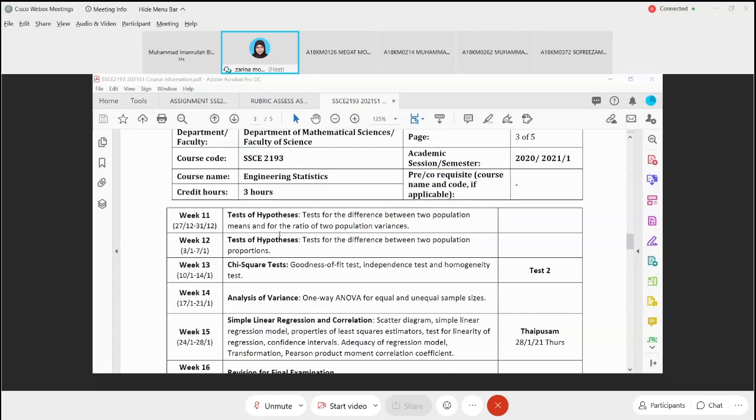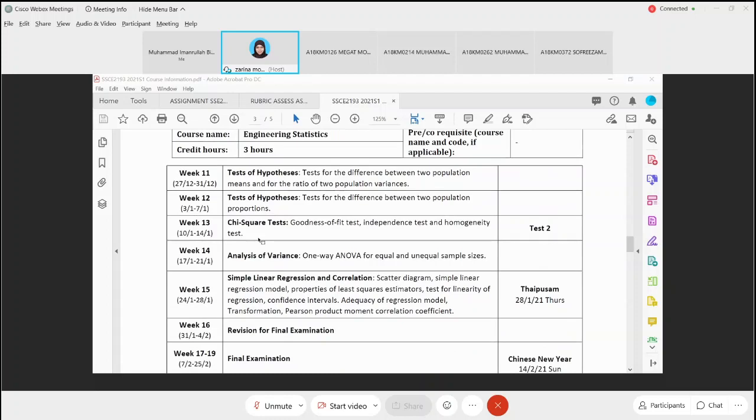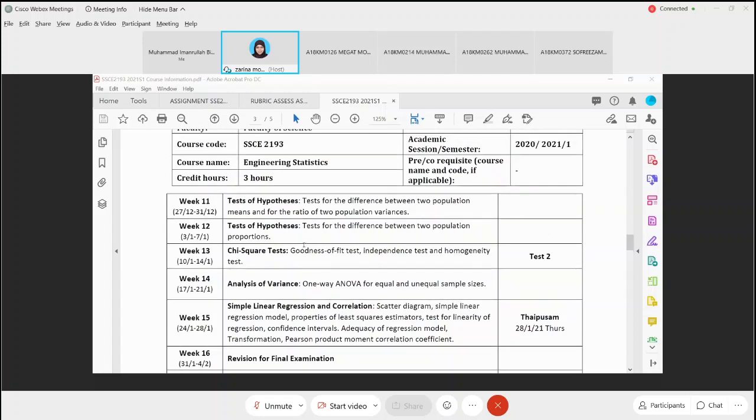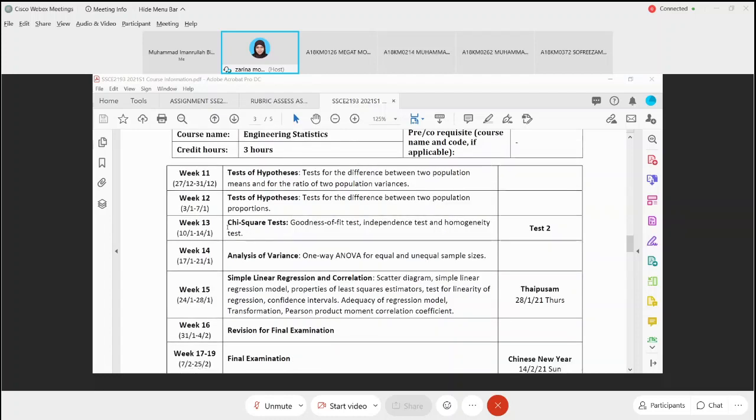Let me give you the overview of what you should have done for these few weeks. As you know, your test 2 has covered chapter 3 and chapter 4, estimation and hypothesis testing. And then you look into chapter 5. You learn chapter 5 on goodness of fit test, independence test, and homogeneity test. Notice this chapter is not yet tested, but it is part of your assignment.